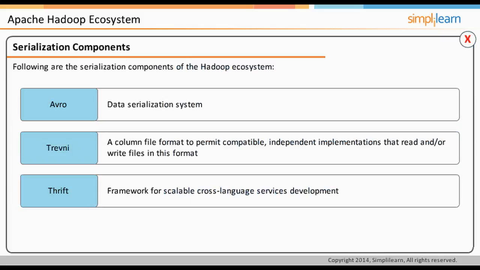The serialization components are Avro, Trevni, and Thrift. Avro is a data serialization system. Trevni is a column file format used to permit compatible independent implementations that read and/or write files in this format. Thrift is a framework for scalable cross-language services development.